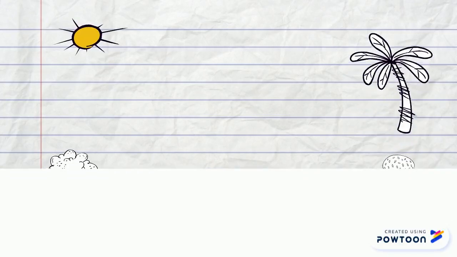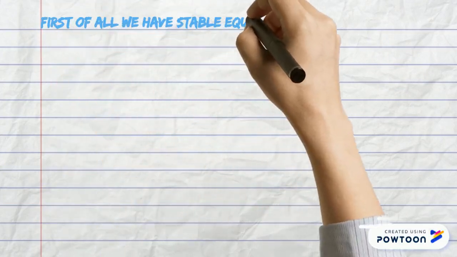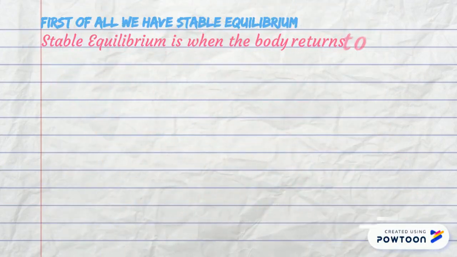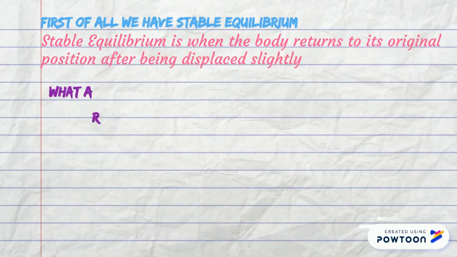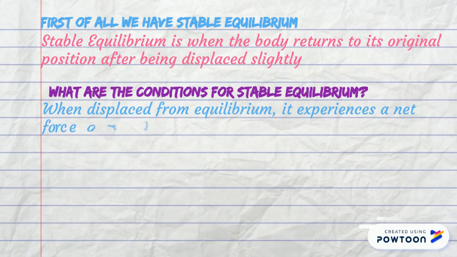Hello, so today we're going to be talking about the states of equilibrium. So first of all, we have stable equilibrium. It is when the body returns to its original position after being displaced slightly. What are the conditions for stable equilibrium? It should experience a net force or torque in a direction opposite to the direction of the displacement.